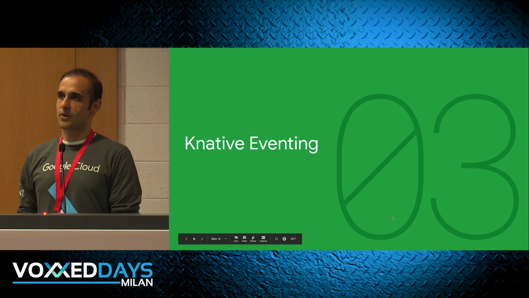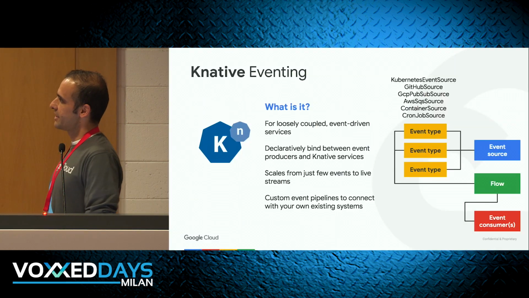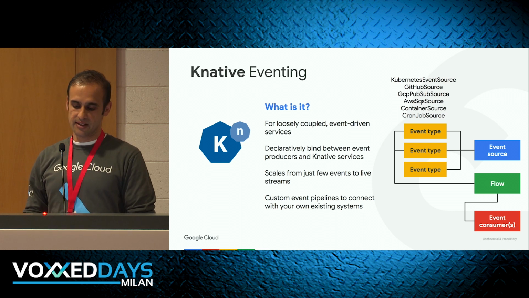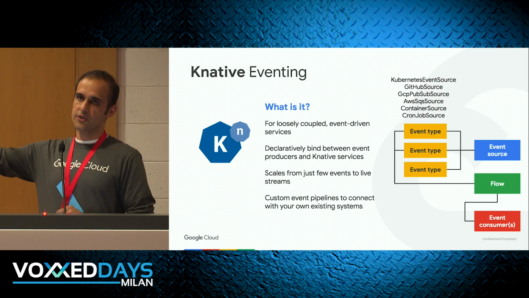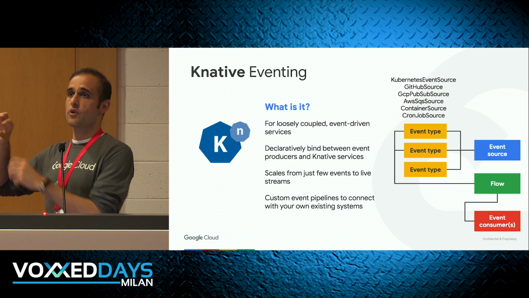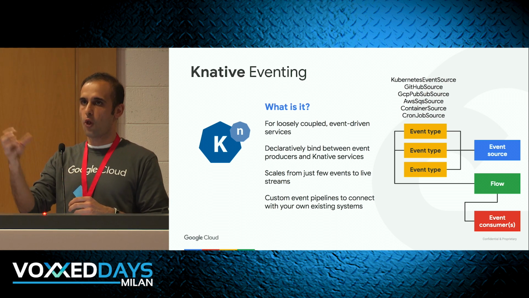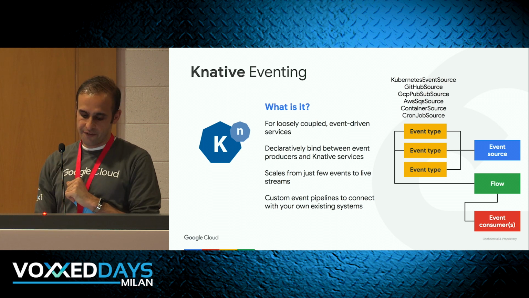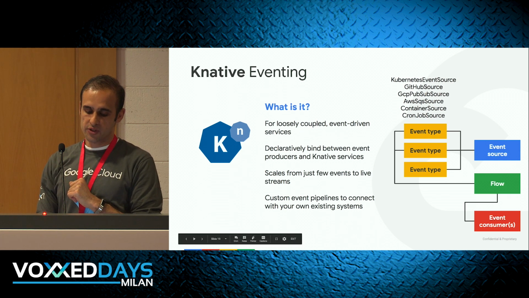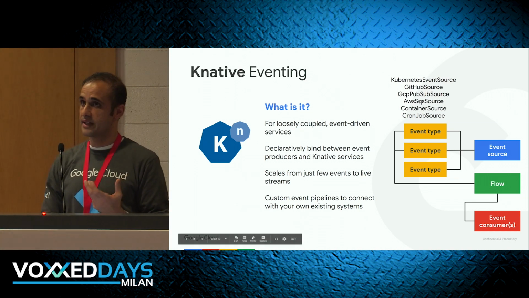Now let's look at Knative eventing next. What Knative eventing enables you to do is connect different kinds of event sources to different kinds of event consumers. And then you can also specify some kind of flows in the middle, right? So that's what Knative eventing is for. And there are a few event sources that you can specify. These are the things that are implemented already in Knative.